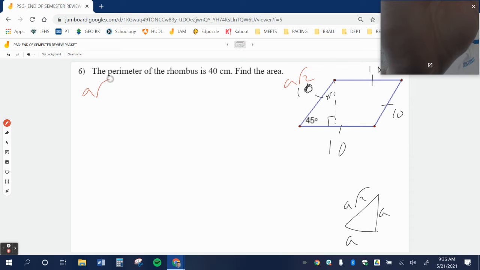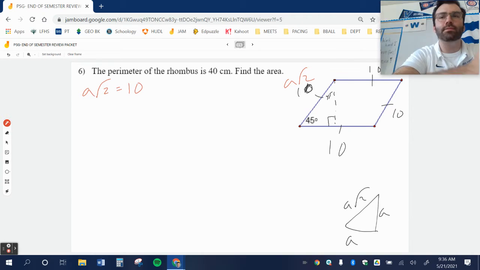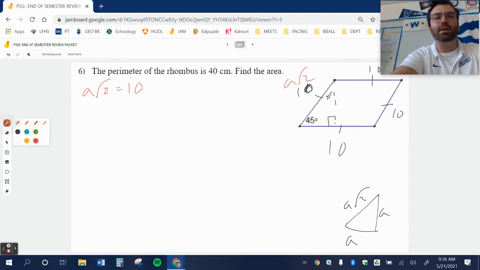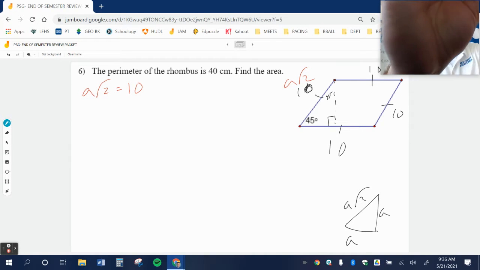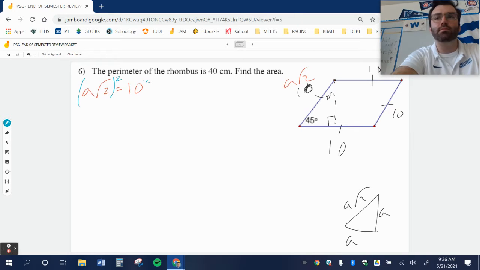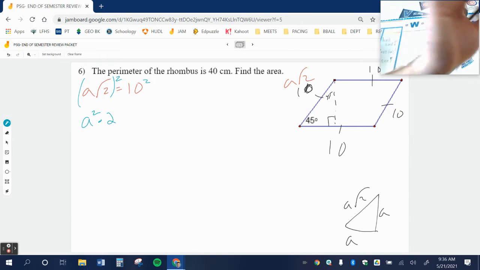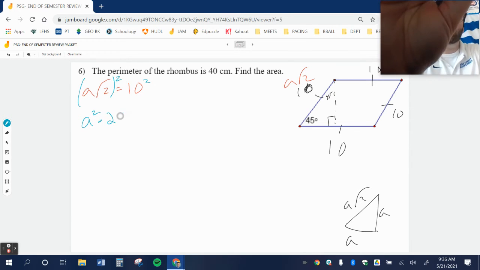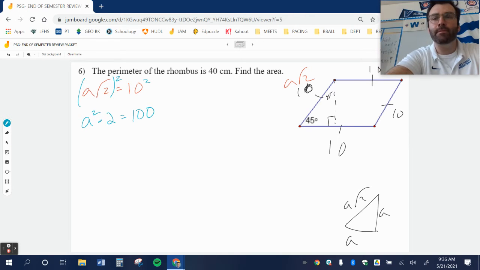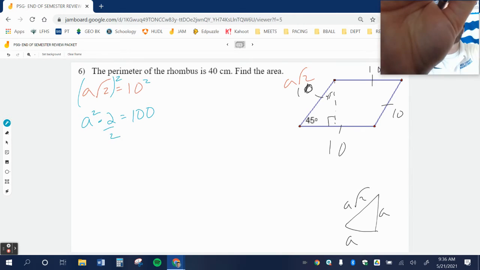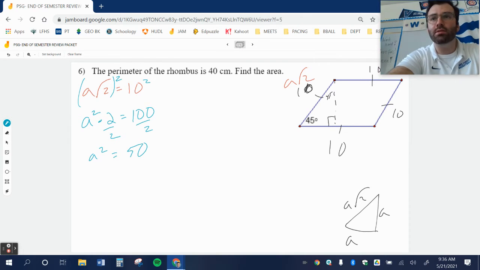What I'm going to do is set a radical 2 equal to 10. Now I want to get rid of my square root. In order to get rid of a square root, I'm going to square everything. Square both sides. I square the square root, and I have to square a. So this is a squared times 2, and that's going to equal 100. I want to get rid of the 2, so a squared equals 50.